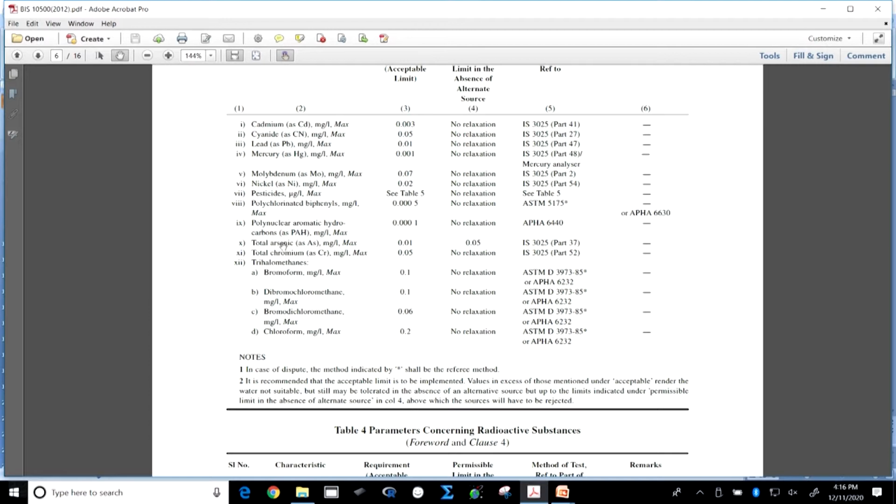Okay, here is total arsenic. As you see, it is pretty low, right, 10 ppb. And same case with chromium, total chromium. Why total chromium or total arsenic? Because arsenic and chromium exist in different oxidation states. Here we are talking about total chromium and total arsenic.